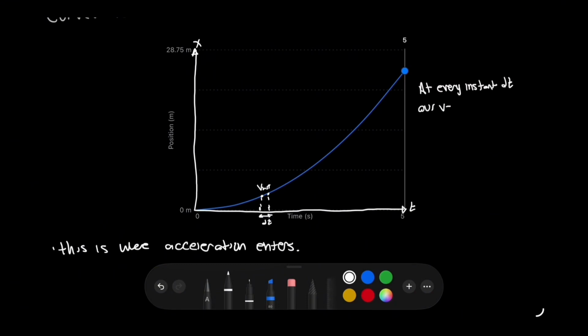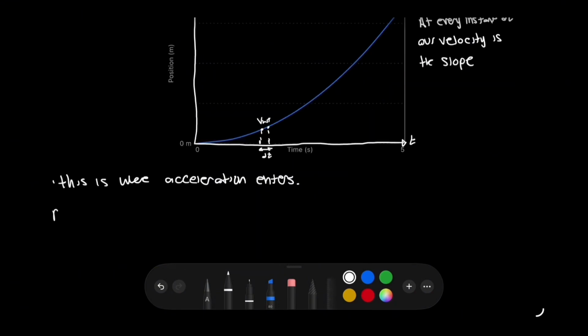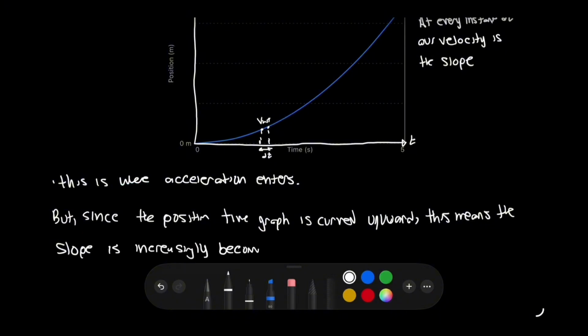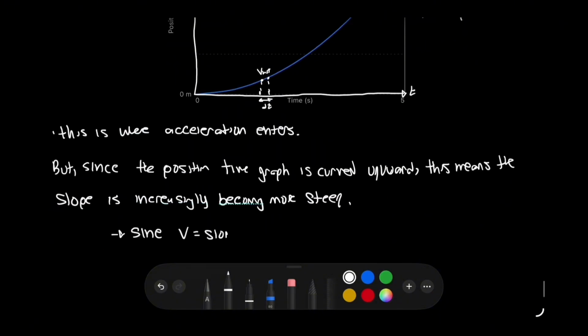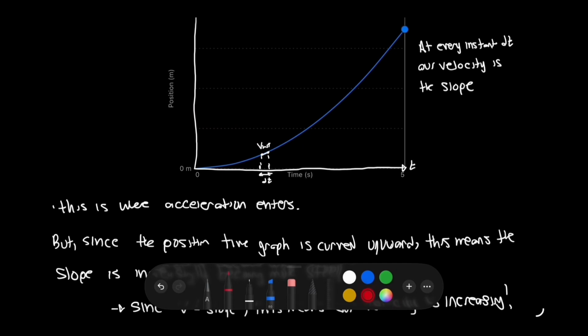And so at every instant, our velocity is going to be the slope. But since the position time graph is curved upward, this means that the slope is increasingly becoming more steep. And since v is equivalent to the slope, this means that our velocity is increasing as we travel up. And so if we take this example here, the slope at this later point is going to be greater than the slope at the earlier point here. So that means that the velocity at the greater point is going to be greater.